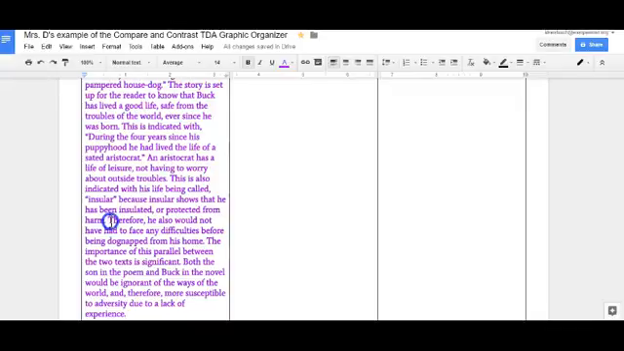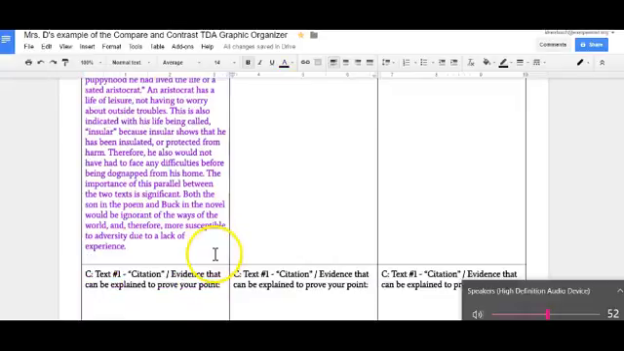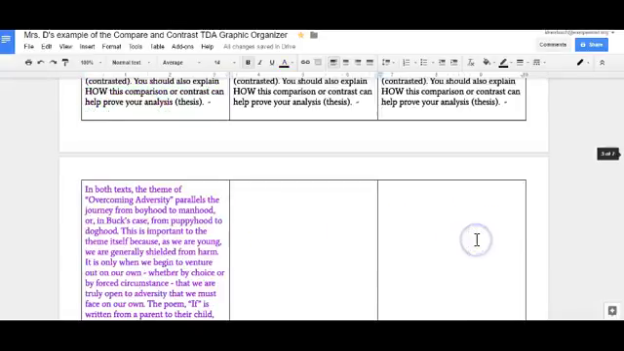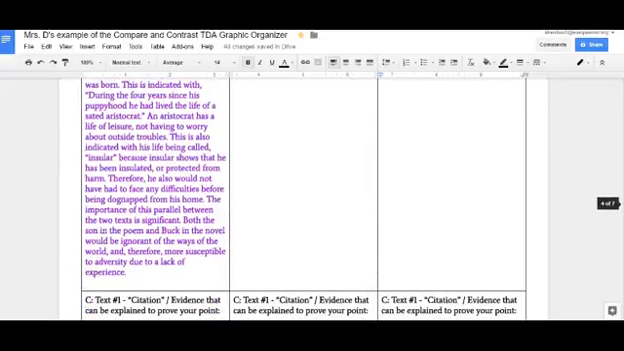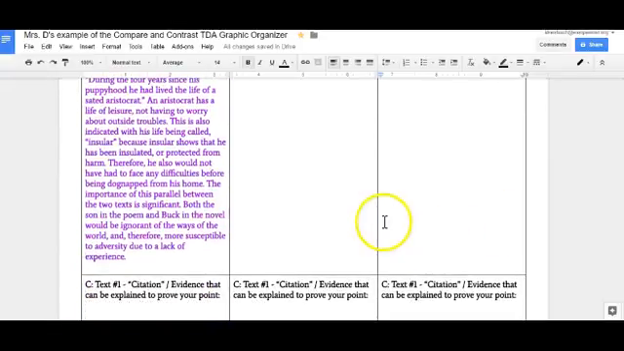Then I go on to tell them, okay, here's how to interpret it. "Therefore, he also would not have had to face any difficulties before being dognapped from his home." So, oh no, I hate when that happens. So, at that point, I've made my connection. I've told them, my reader, what to think, and now I have to hit a home run, if you will. I have to tell them why I made this connection, how it's similar or different.